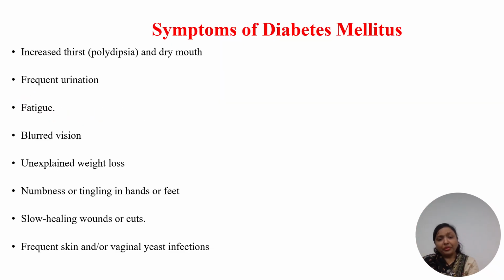Now we will review the symptoms of diabetes mellitus. Increased thirst, called polydipsia, and dryness of mouth. These basically occur because of the increased blood levels of glucose. Frequent urination, polyuria, fatigue, blurred vision because of the high blood glucose levels, unexplained weight loss, numbness or tingling in the hands or feet, slow healing wounds or cuts, frequent skin infections, or vaginal candidiasis. We should think of diabetes when we have a patient with these symptoms, and we should order the glucose levels.